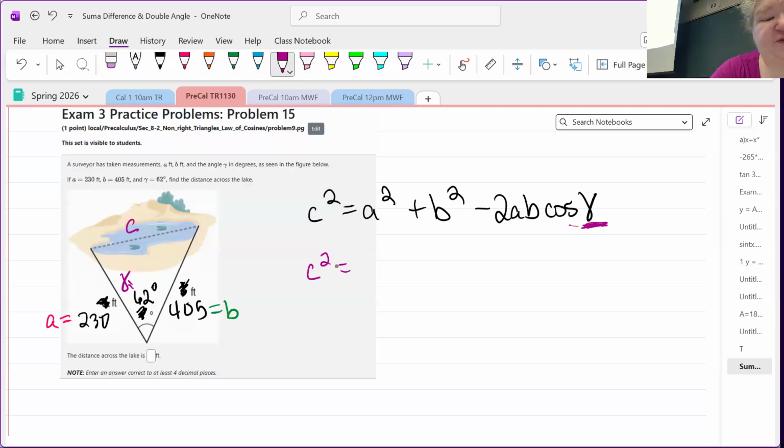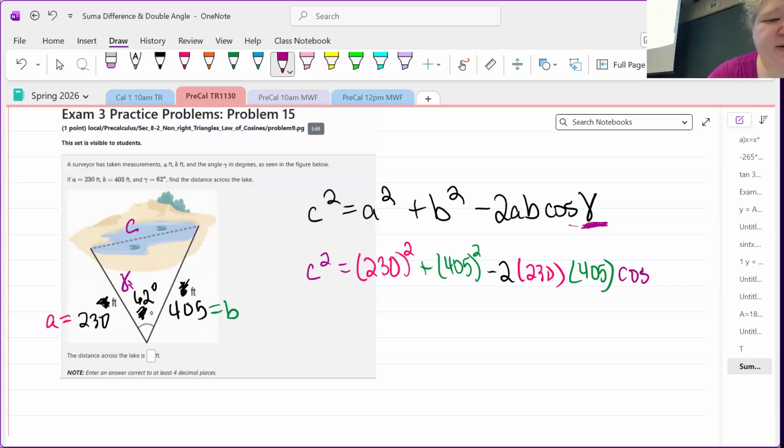All right, so now we're just filling in the numbers. So a is 230 and b is 405. So I have 230 squared plus 405 squared minus 2 times 230 times 405 times the cosine of 62.